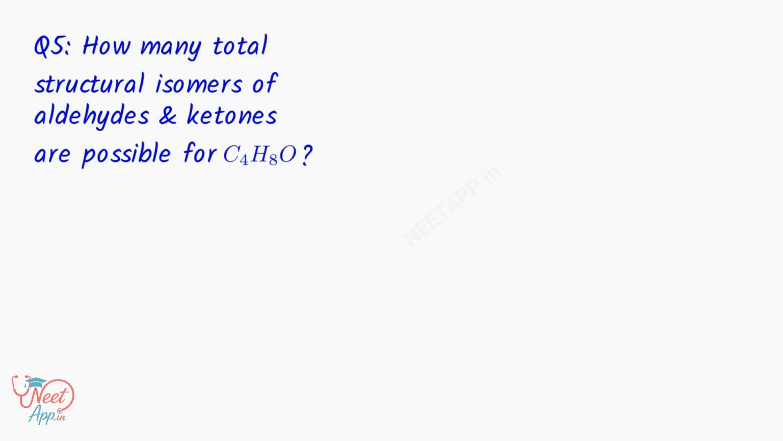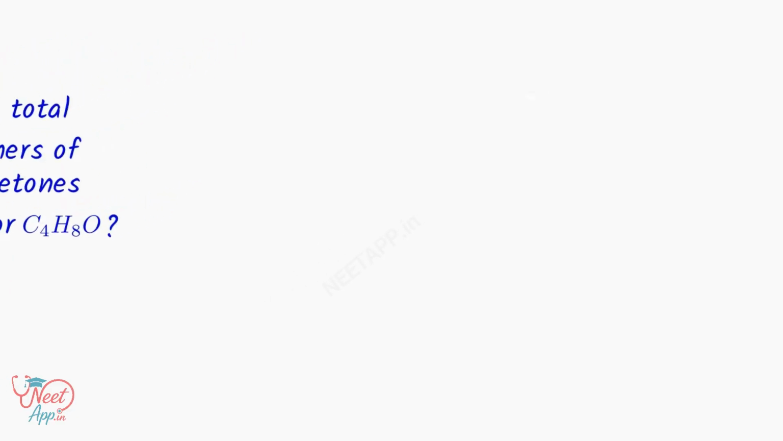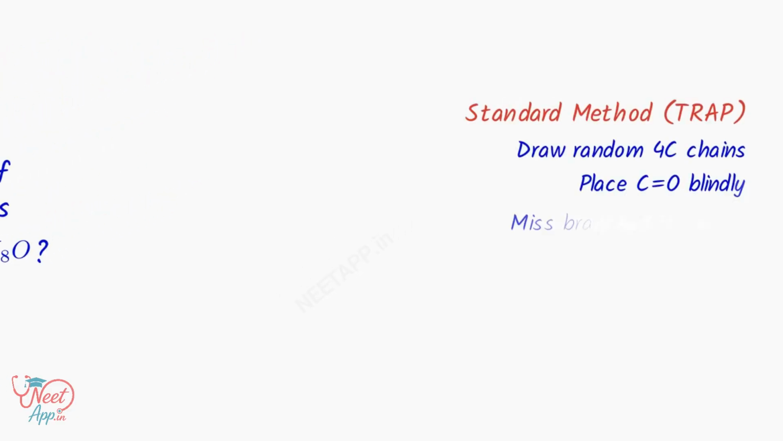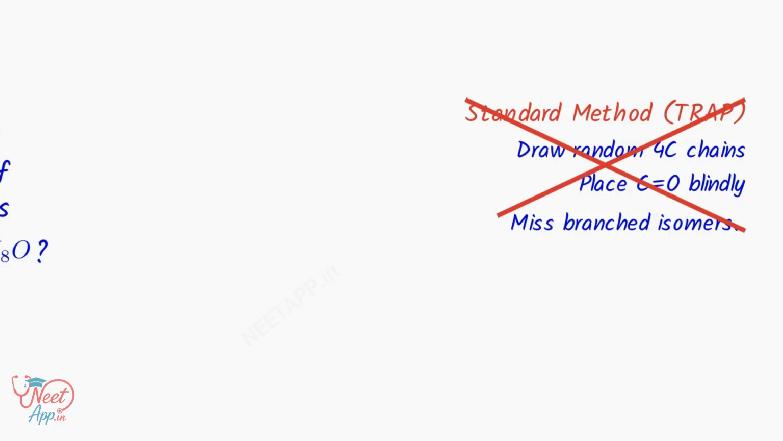Let's solve this complex question in 30 seconds. How many total structural isomers of aldehydes and ketones are possible for C4H8O? The standard method is a guessing game. You draw random 4-carbon chains and randomly place the double bond oxygen. It is super easy to miss a branched isomer or draw the exact same ketone twice.